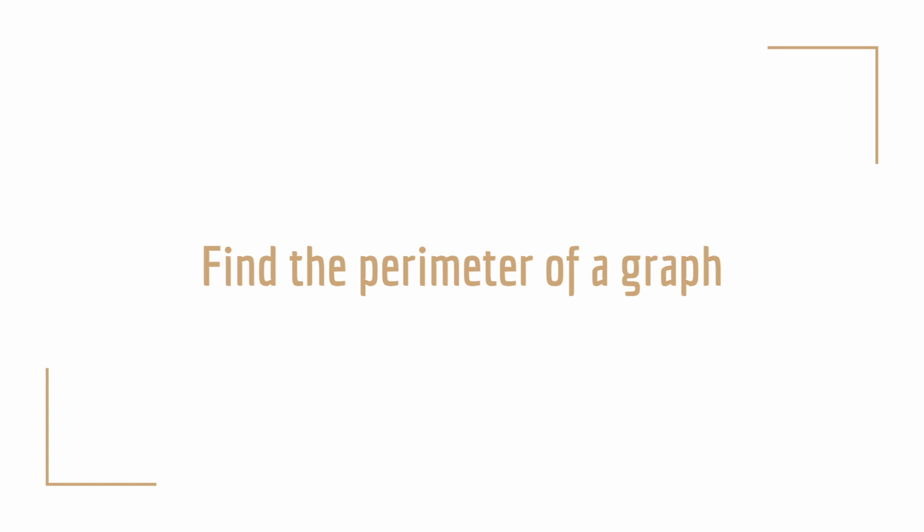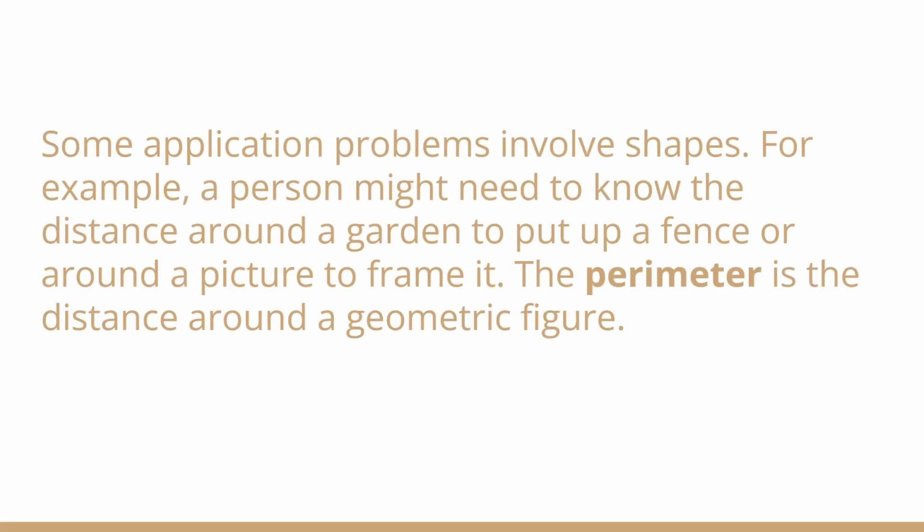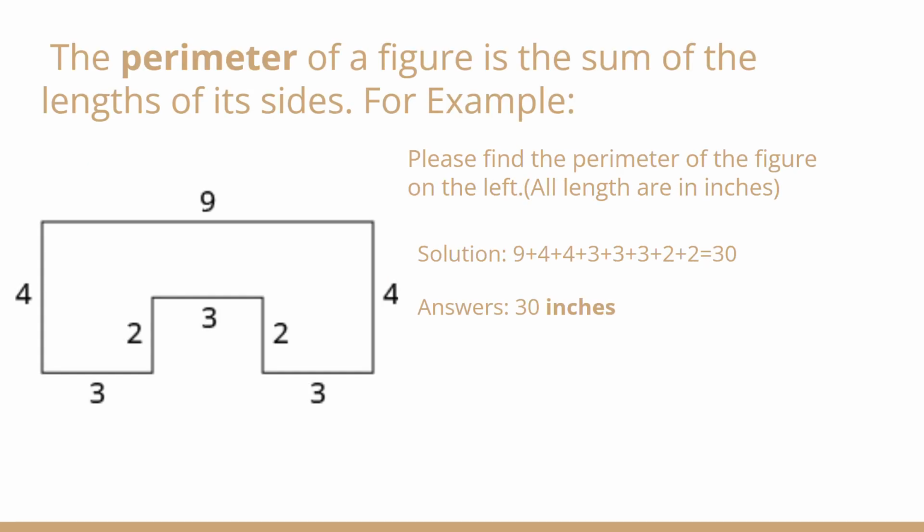Next, find the perimeter of a figure. Some application problems involve shapes. For example, a person might need to know the distance around the garden to put up a fence, or around the picture to frame it. The perimeter is the distance around the geometric figure. The perimeter of a figure is the sum of the lengths of its sides. For example, please find the perimeter of the figure on the left. All lengths are in inches.